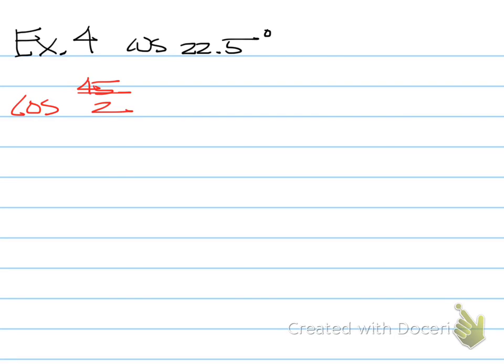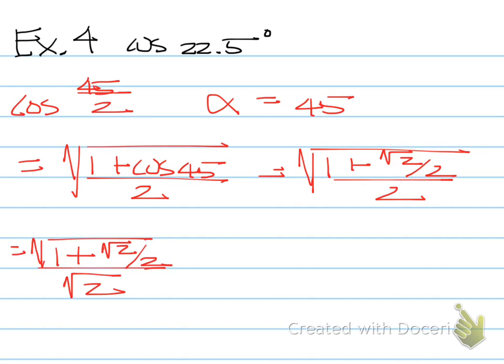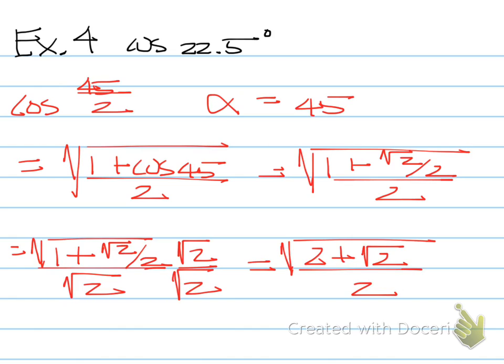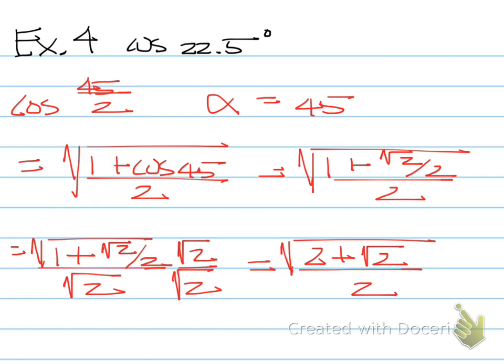Another half angle problem, this time cosine. So we can rewrite 22.5 as 45 over 2. We determine that alpha is 45, and then we'll just use that cosine half angle identity. Plug in 45 for alpha, simplify, rationalize the denominator, and we get the square root of 2 plus root 2, all of that divided by 2.